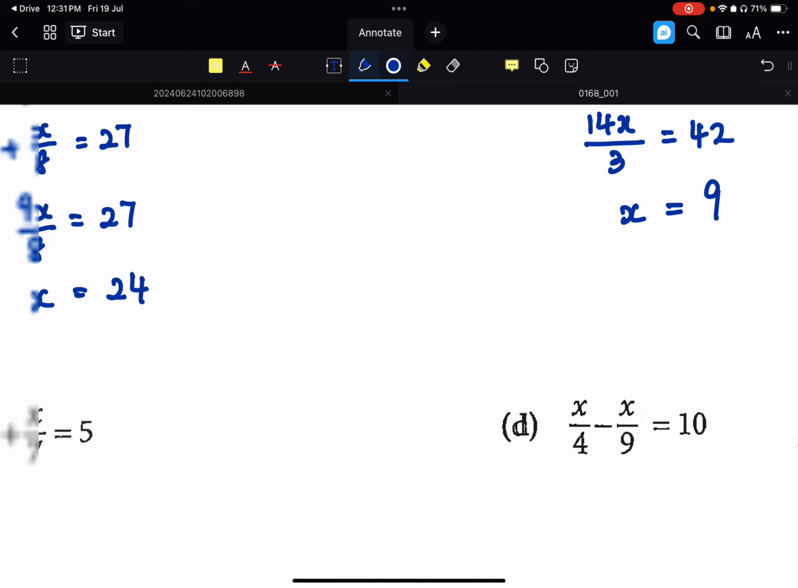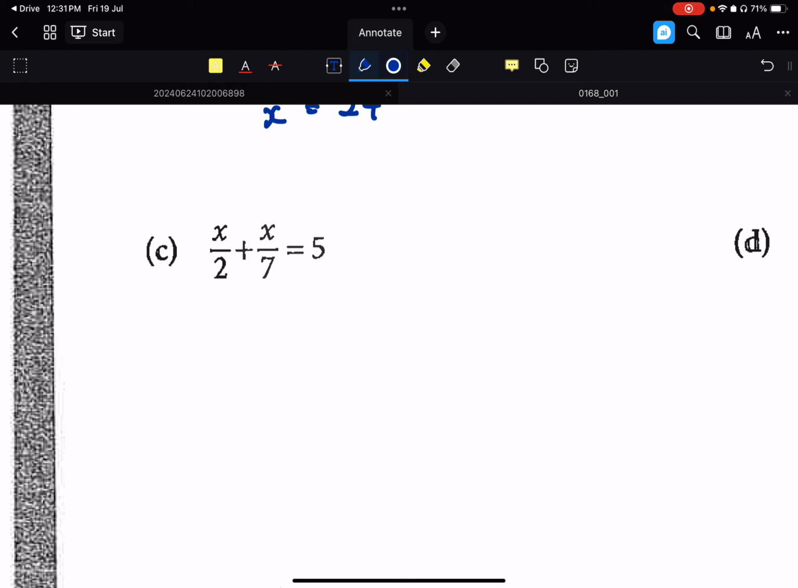Let's just make sure the presentation is right. Okay, so here we have a half and we have a seventh. So that will give us 9x over 14 equals to 5, right? So 9x equals to 70, x is equals to 7 and 7 over 9.